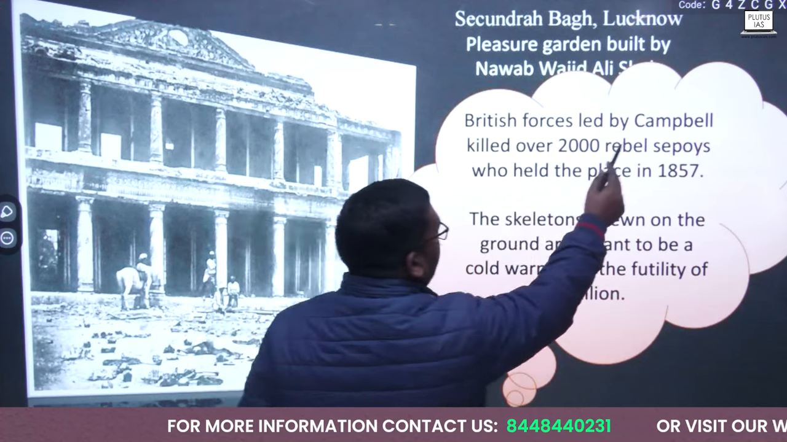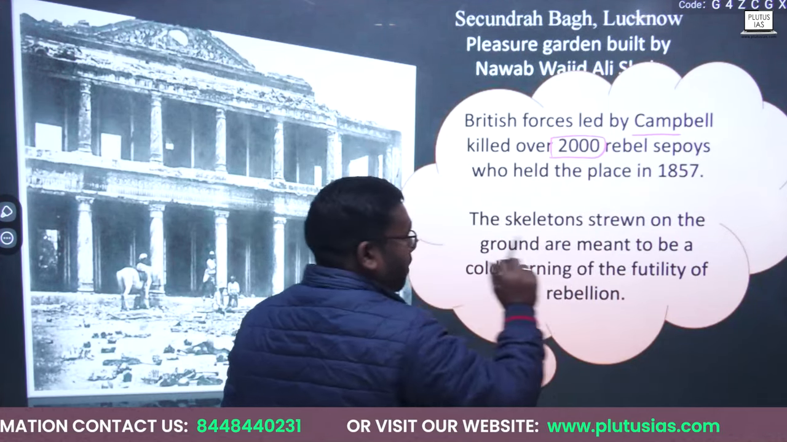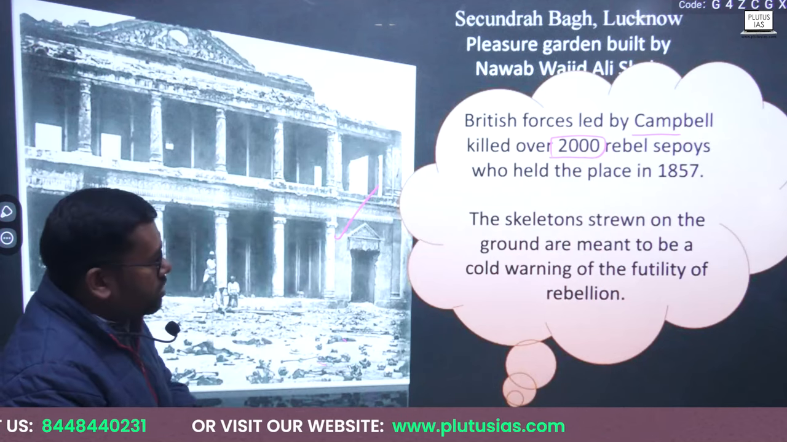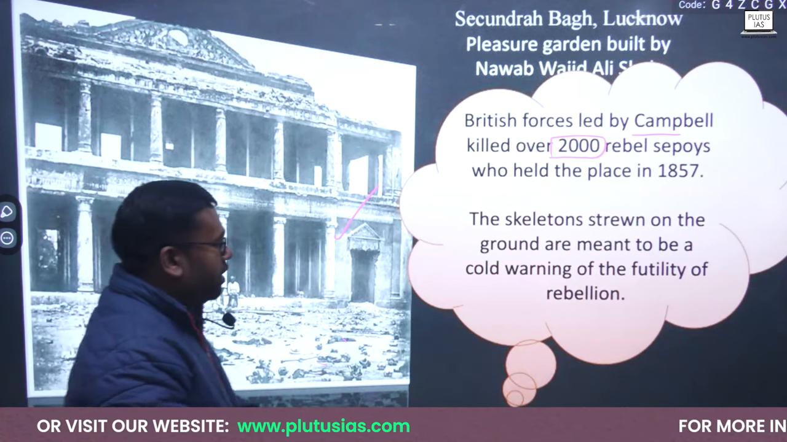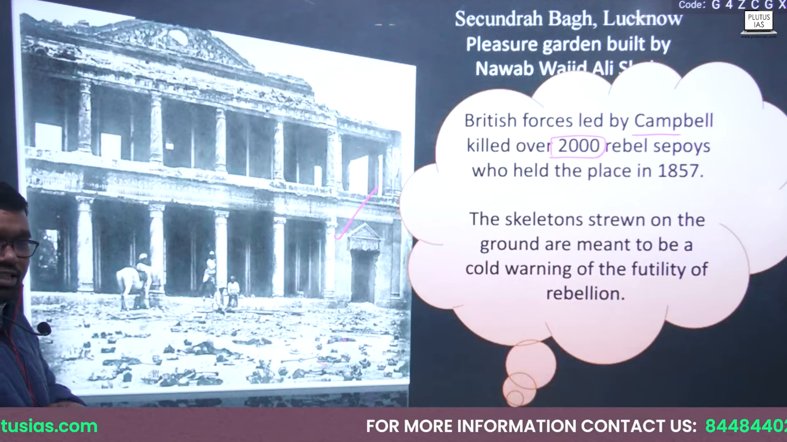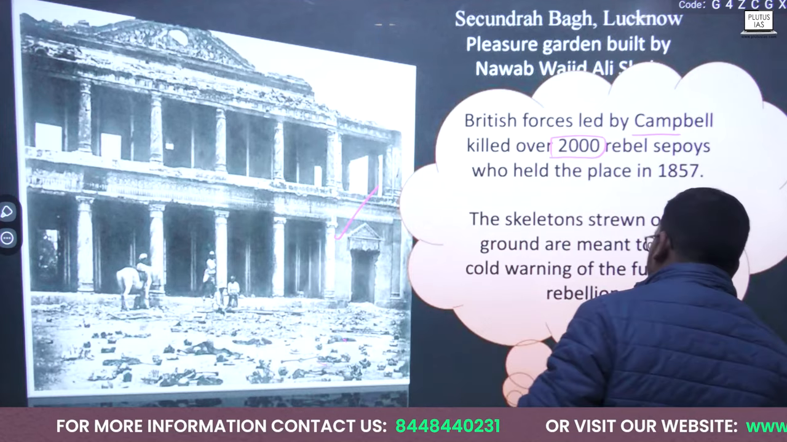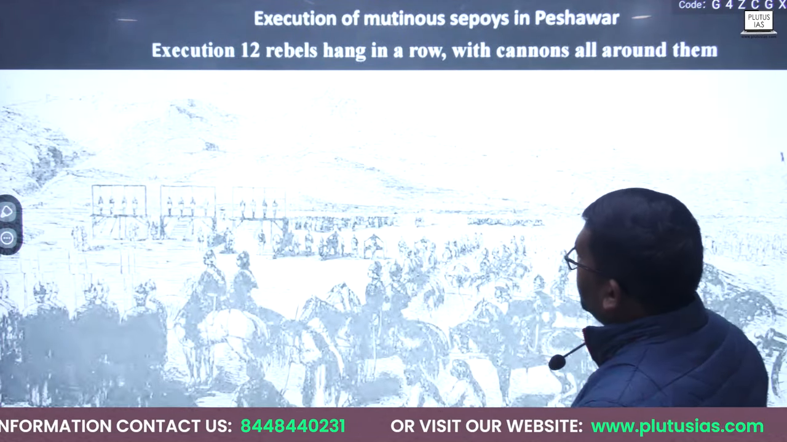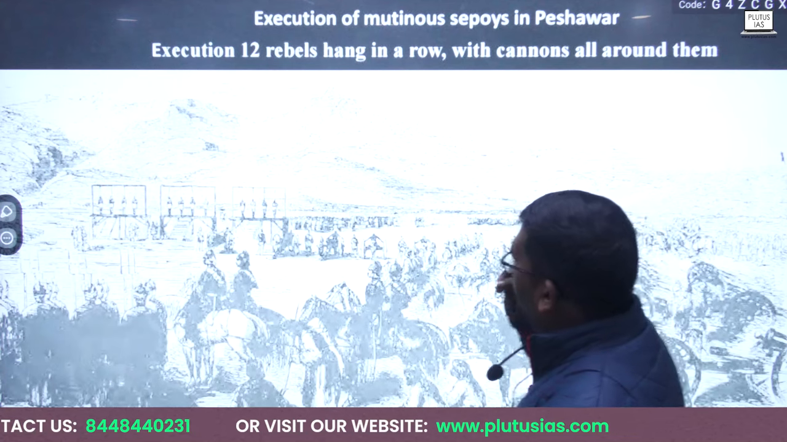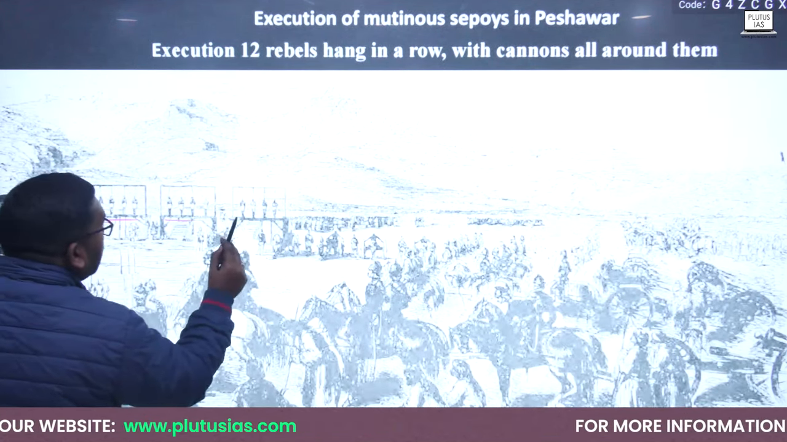The British forces led by Campbell killed over 2,000 rebel soldiers at a time in this house. Over 2,000 were killed, and especially the skeletons example, these are the body images. So this is the way they tortured Indians, right? There are many photos too. You can imagine how rebels were executed. Here, the bodies of 12 rebels had been hanged by the Britishers.